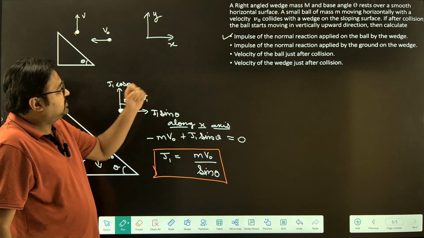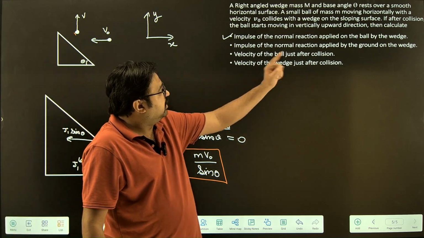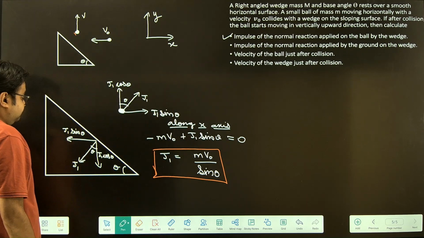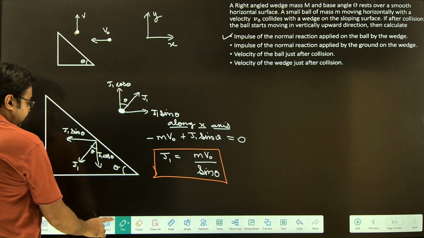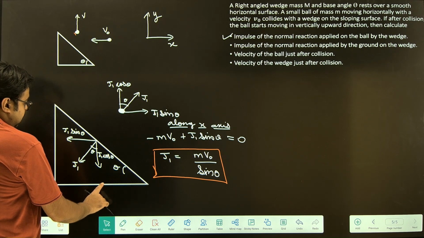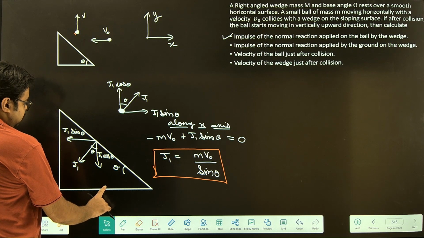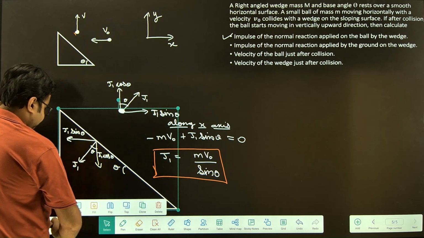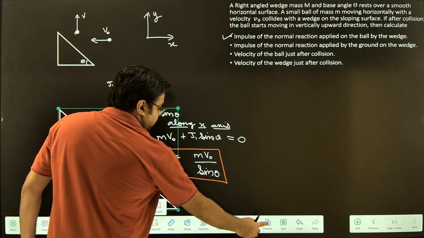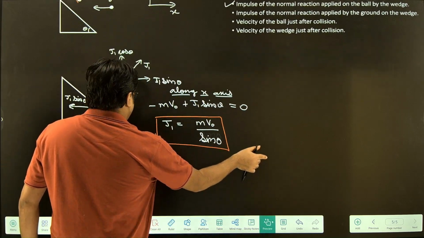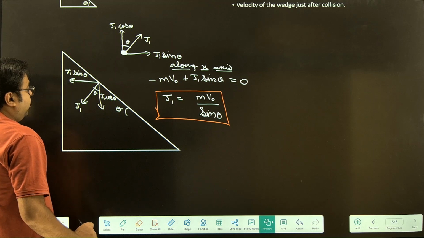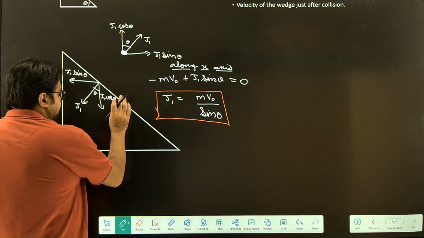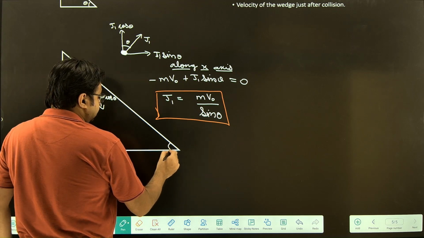All right, the next question to you is the impulse of the normal reaction applied by the ground on the wedge. If you just look at this particular wedge, I shall move the wedge a little up, just to show you what's happening with the wedge. The angle is certainly theta. We'll write that here.